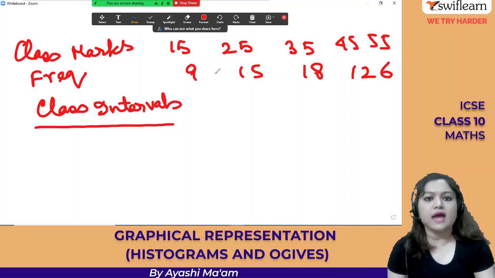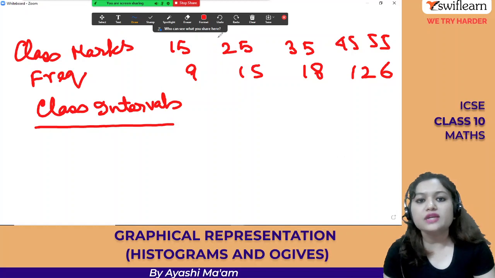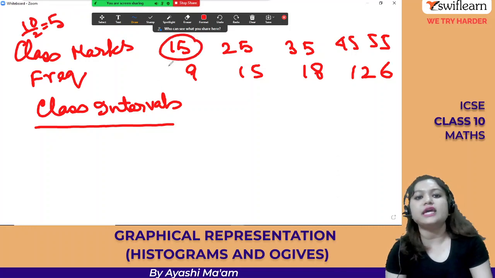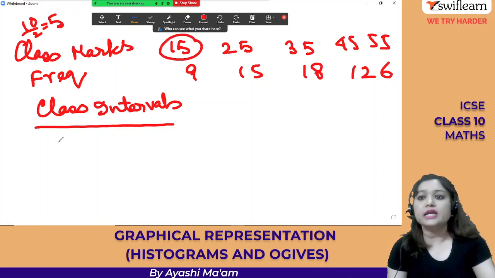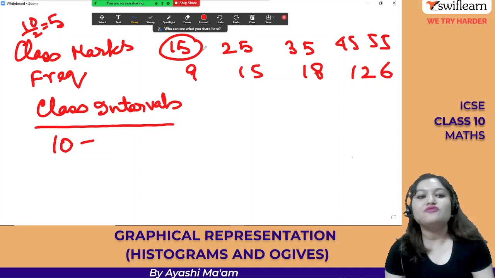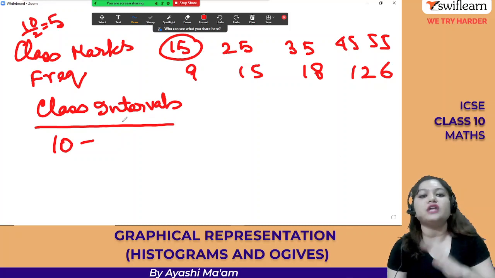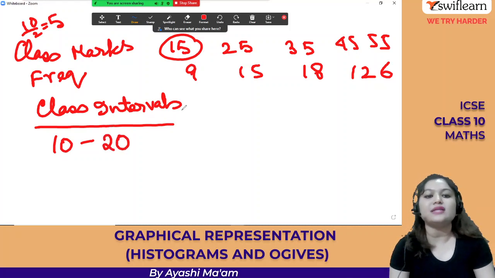Very easy, right? So the difference between 25 and 15 quickly: 25 minus 15, 10. 10 divided by 2 is 5. So from this 15, subtract 5 once. So 15 minus 5, 10. Then 15 plus 5 for the upper limit. 15 plus 5, that is going to give you 20.